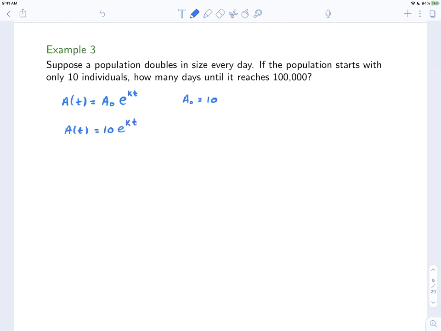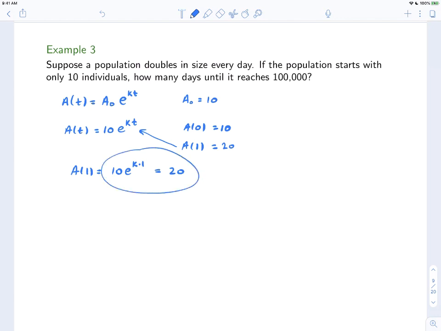What else do we know? We know that it doubles in size every day. We still need to figure out what k is, so we're going to have to use this information that the population doubles in size every day to figure out what k is. Well, we know that it starts at 10, so A at 0 is 10, but we know that it doubles every day, so A at 1 is twice that, which is 20. So this is what we're going to use to figure out what k is. Just plug that into here. So A at 1 is equal to 10 times e to the k times 1. And this is equal to 20.